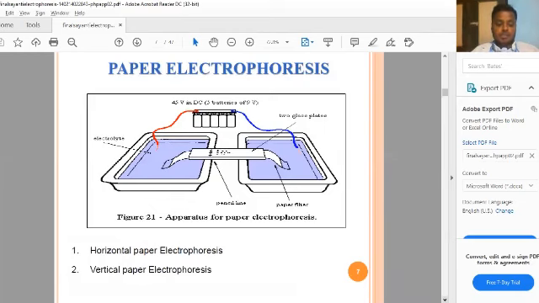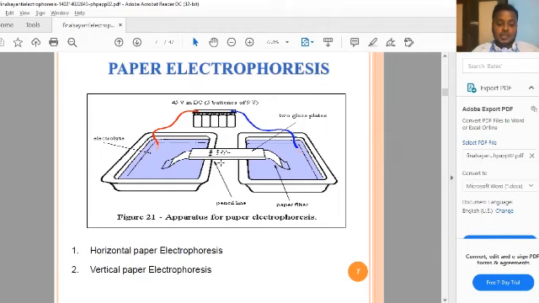So the first one is paper electrophoresis. You can follow the cursor. This one is the electrolyte, which we have to connect to the two chambers. This one is the center between the two chambers.